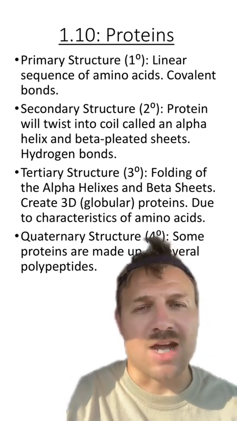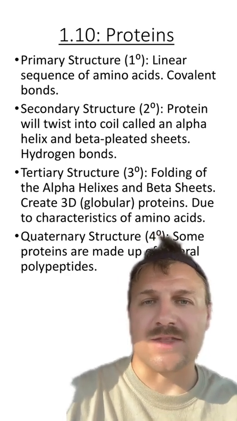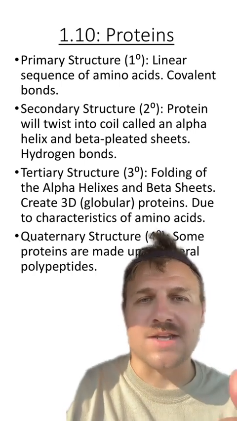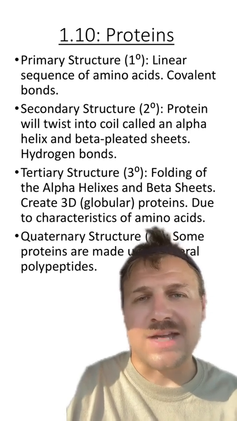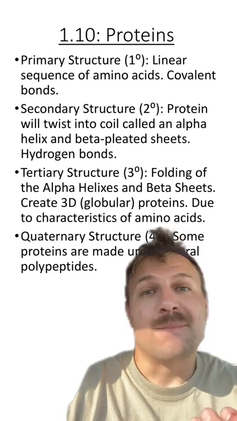I'm going to briefly talk about each of the different structures here and then show you a graphic that helps illustrate this concept. The primary structure is just the linear sequence of amino acids, and these amino acids are going to be joined together through covalent bonds, otherwise known as peptide bonds.